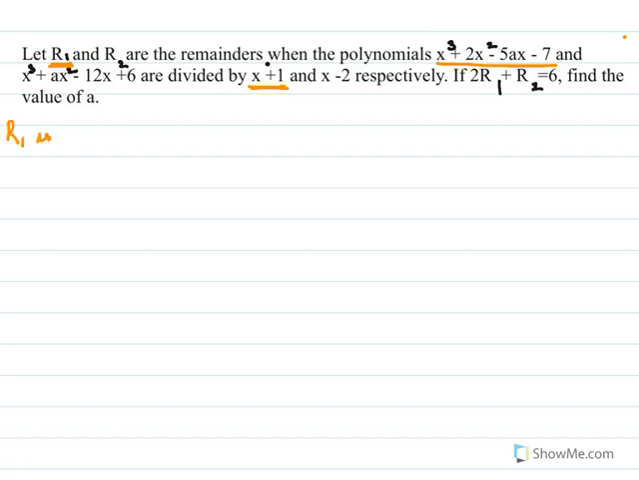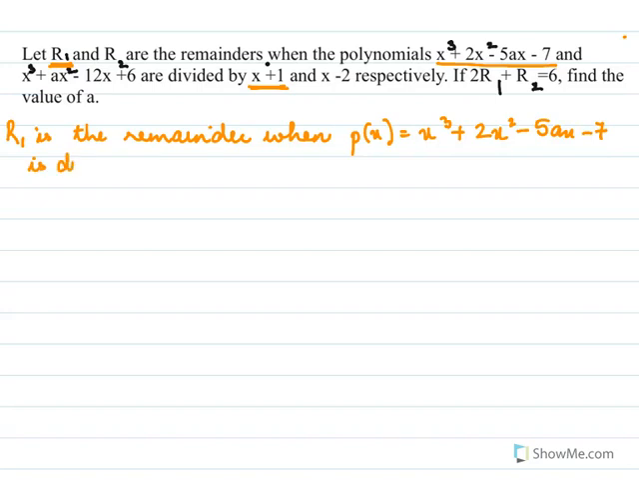So R1 is the remainder when the polynomial, we'll call it P of x, equal to x cubed plus 2x squared minus 5ax minus 7, is divided by x plus 1. Now let's go ahead and find the remainder. To find the remainder, it is divided by x plus 1, so we need to do x plus 1 equal to 0, x equal to minus 1.